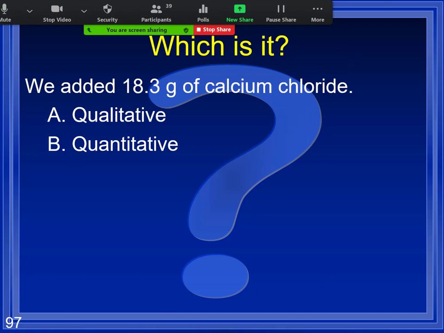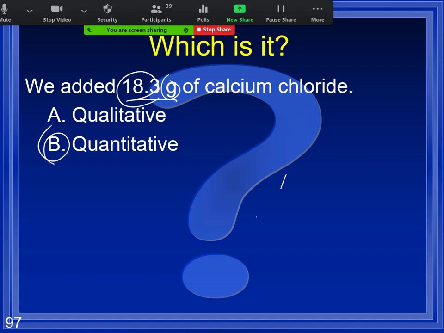We added 18.3 grams of calcium chloride. Which one is it? Well, it's got a number, it's got a unit, so it's quantitative.